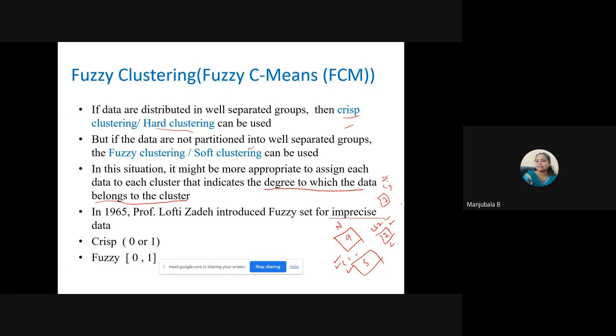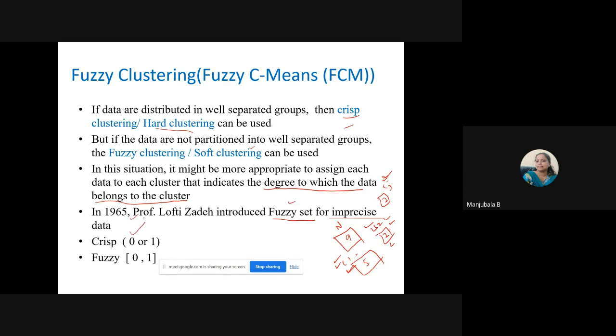There are 3 clusters if you are assuming. So point P1 belongs to the cluster C1, it belongs to the cluster C2, as well as to the cluster C3. But the degree to which it belongs to each cluster changes. With a higher degree, we conclude that the point belongs to that cluster, but it has some membership to each and every cluster present in the data. For that we have to see the fuzzy concept. This is fuzzy set theory for imprecise data, introduced by Professor Lotfi Zadeh in 1965. We are not going to discuss fuzzy sets, only what I told you.